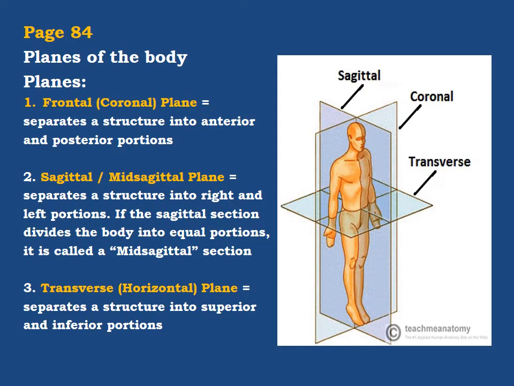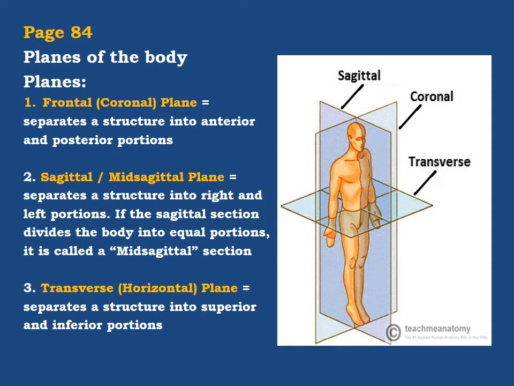These are the planes again that we talked about earlier. Let's go through them quickly. The frontal or coronal plane, you have to learn these, by the way, you have to learn the two names. Frontal or coronal plane. It separates a structure into anterior and posterior portions. This is important. So it divides a structure into front and back, anterior and posterior portions, okay, front and back.